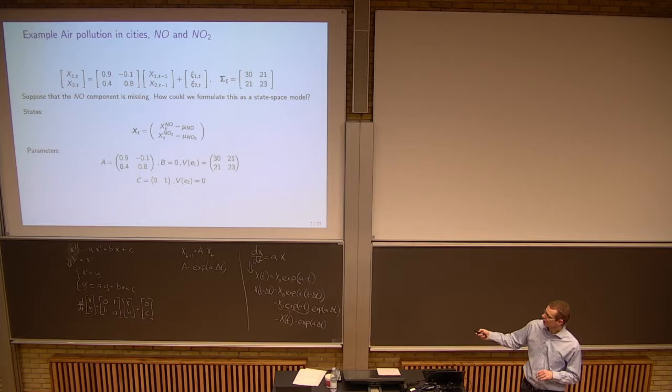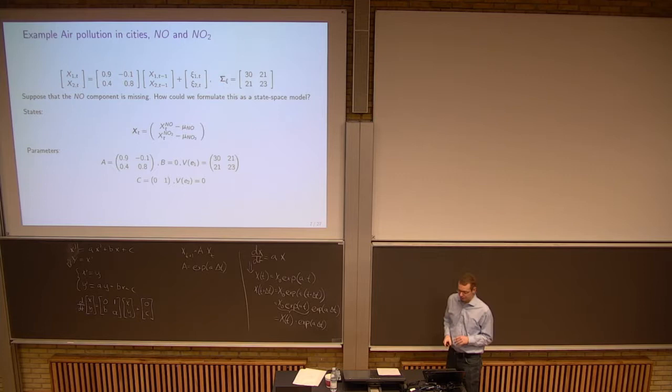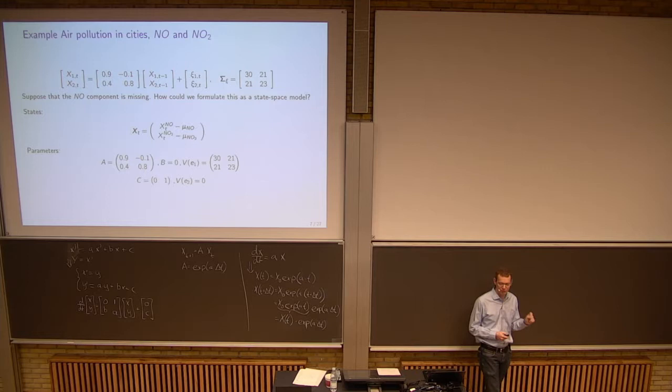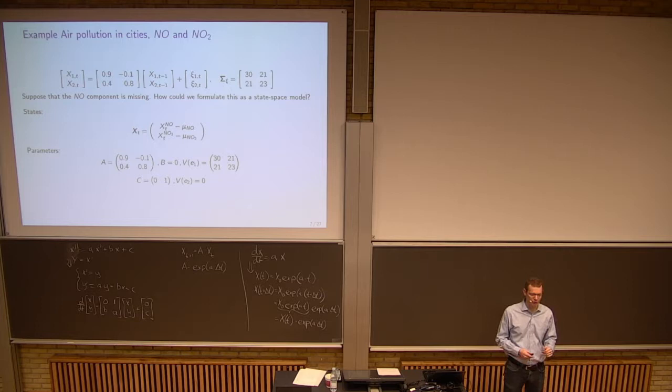And then we say we just observe the second state, the NO2. So we don't observe everything. And I think that's one of the nice things about state space models. You can actually, in some cases, say something about something that you do not observe directly. We'll get back to when you can do this and when you cannot do this.